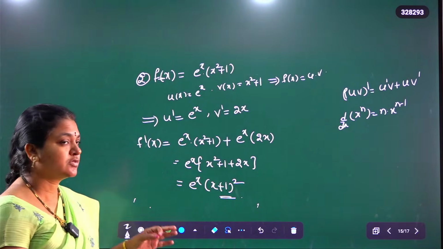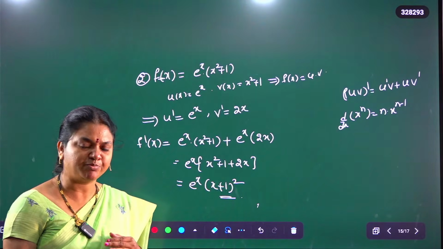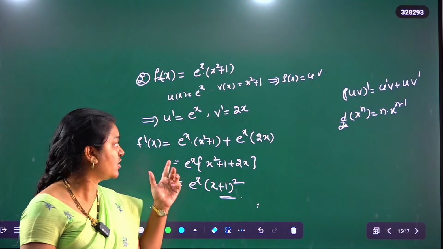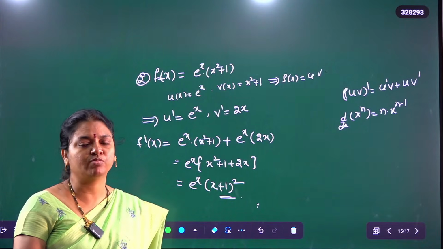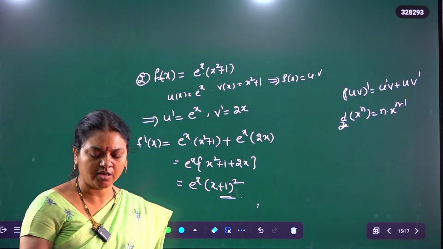Right? So we are learning step by step. First we learn the basics, right? Now we are using the product rule. Now we will go for one more problem using u by v, that is the quotient method. Okay? Now let's see.